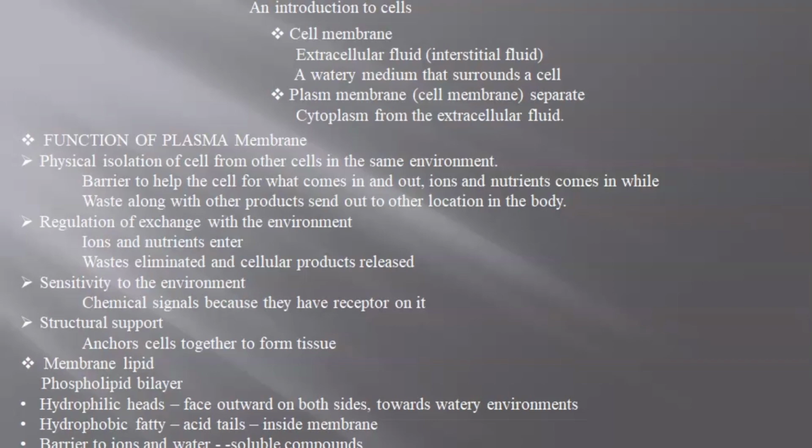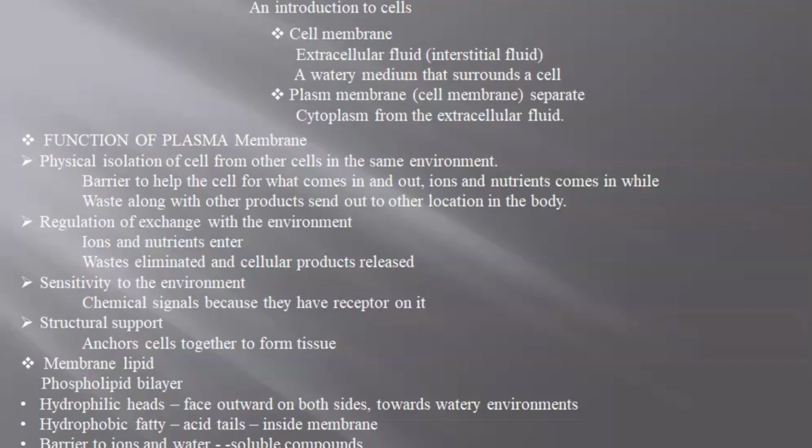And then that gives room for us to explain what we mean by plasma membrane. Plasma membrane separates the cytoplasm from the extracellular fluid. Now we know we have a cell membrane. Outside the cell membrane, we have extracellular fluid. Then, if you move across the plasma membrane, you have the cytoplasm in the cell. So this plasma membrane is separating extracellular fluid from the cytoplasm in the cell. That's what we refer to as plasma membrane.